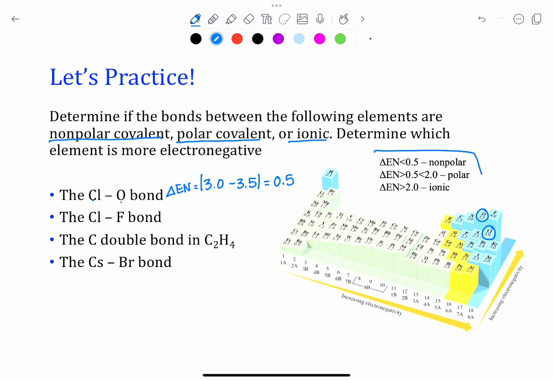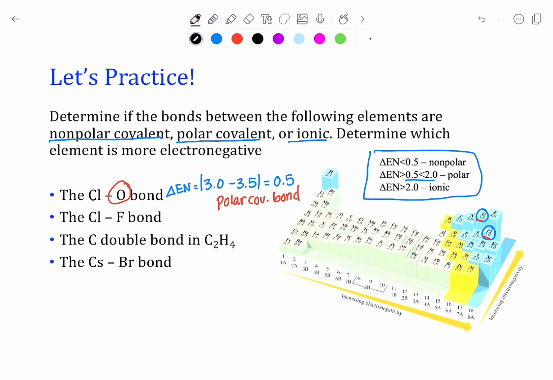If we go over to our little chart here that tells us how to tell the difference between the electronegativities, if it's between 0.5 and 2.0, this would be a polar bond. And in this case, oxygen is our more electronegative atom because its electronegativity is higher than chlorine. So oxygen has an electronegativity of 3.5, whereas chlorine has an electronegativity of 3.0.